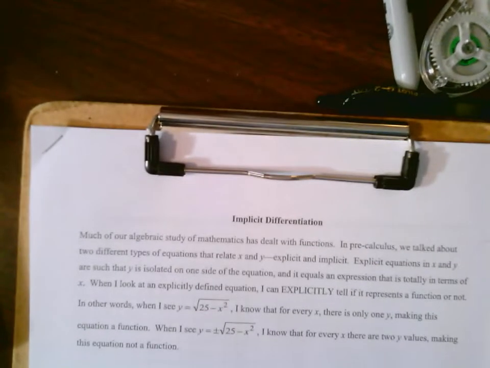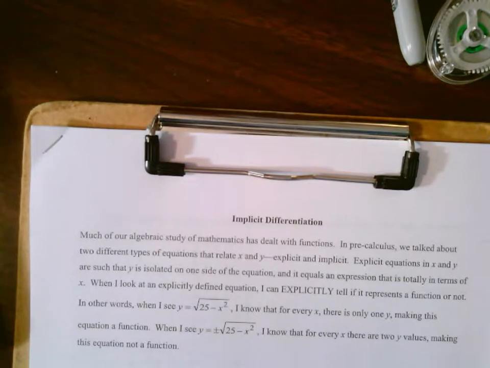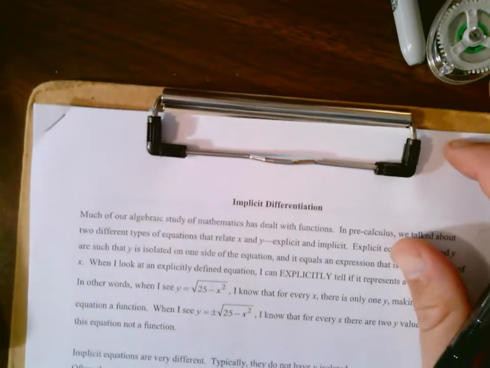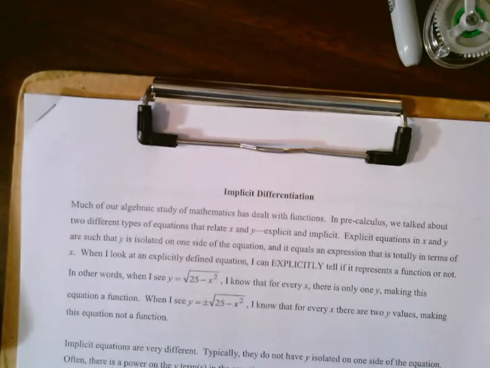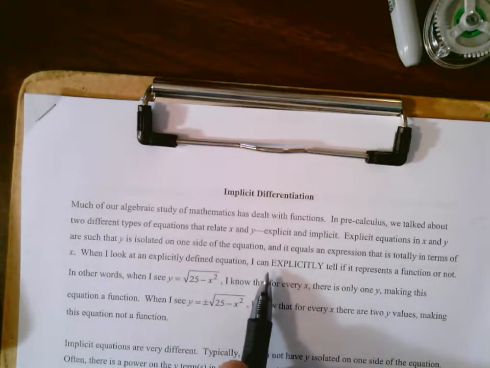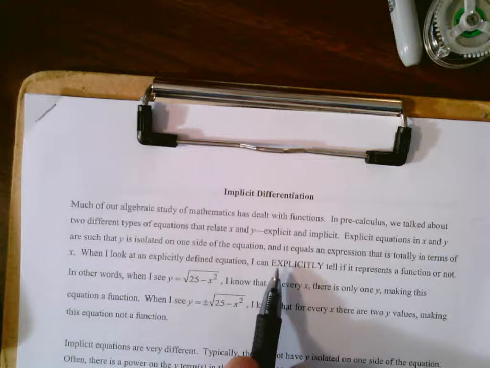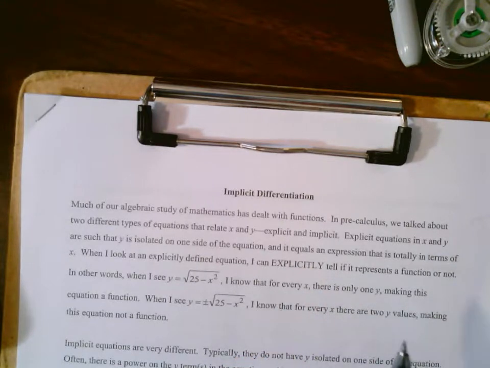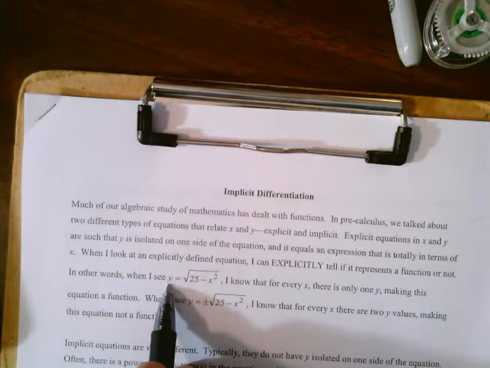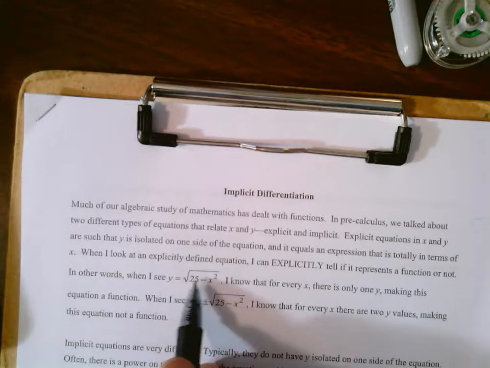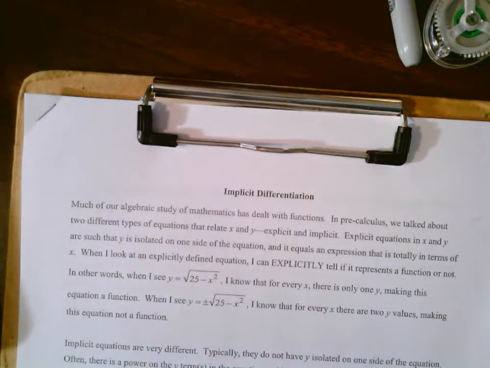This is a lesson on implicit differentiation. It's the first lesson of Unit 4. Implicit differentiation. So what it means is you're used to functions being explicitly defined. So what that means is there's one variable solved by itself equal to a set of everything else.